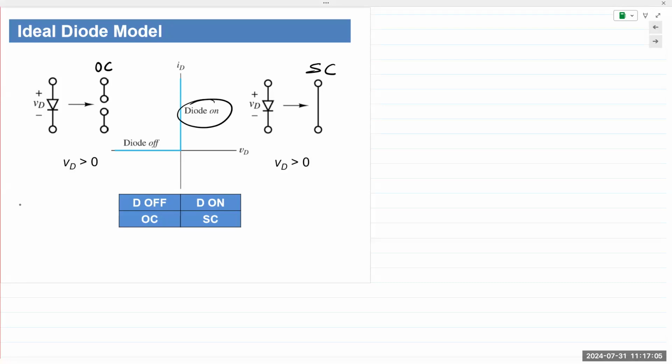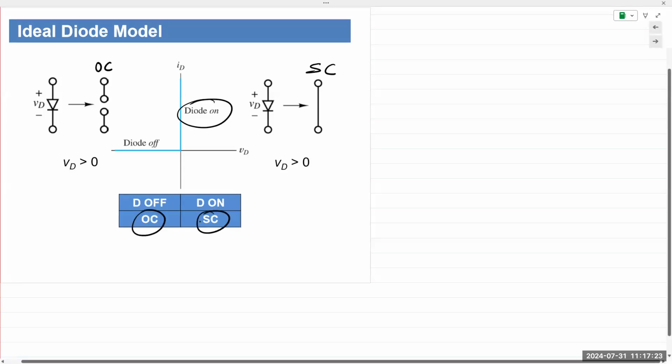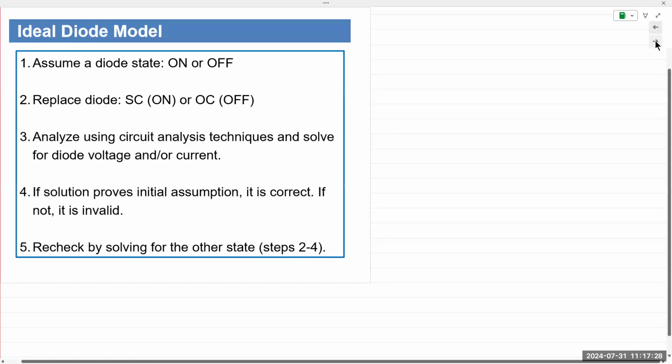So this is another analysis technique. It's like a quick and easy analysis if we wished to find the voltage or current anywhere in the circuit. Okay, the quick and easy analysis. So forward bias, the diode is on, we replace it with a short circuit. Reverse bias, replace it with an open circuit. Essentially, we remove it from the circuit itself.